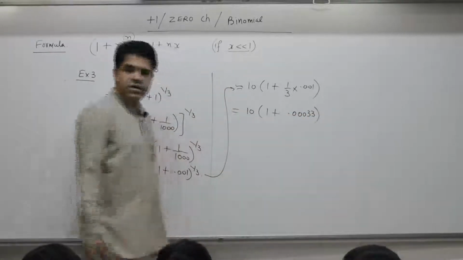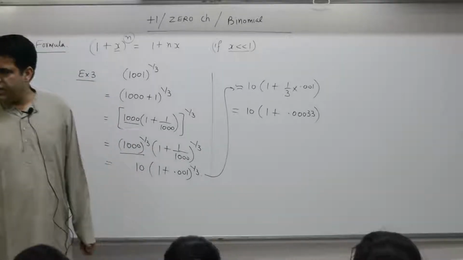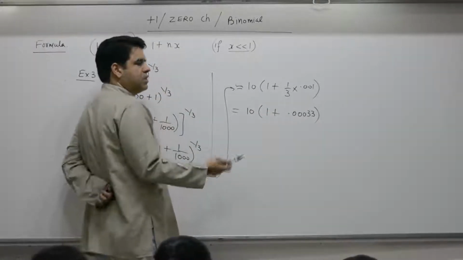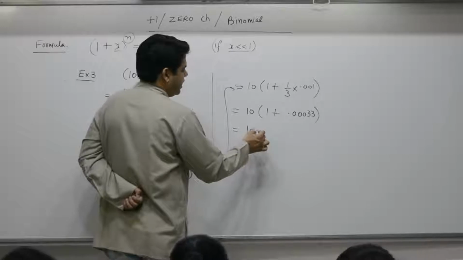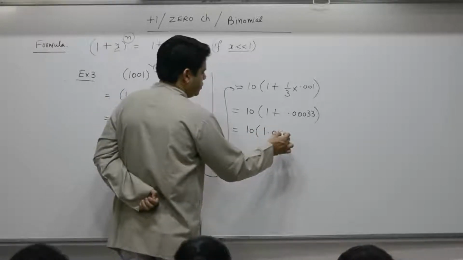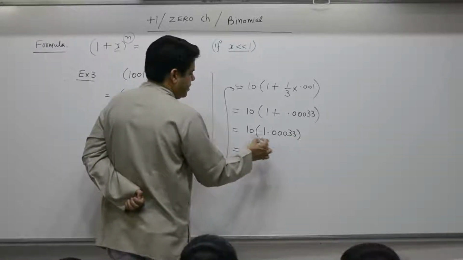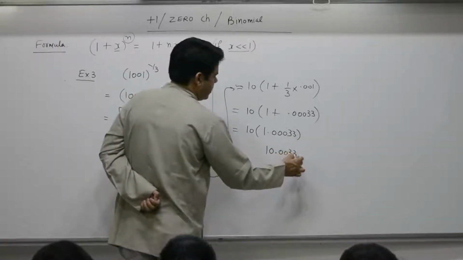0.00033. Am I right? 1 by 3 कितना होता है? 0.33. So it is approximately equal to 10 into 1.00033. Multiply the 10, what you get is 10.0033.